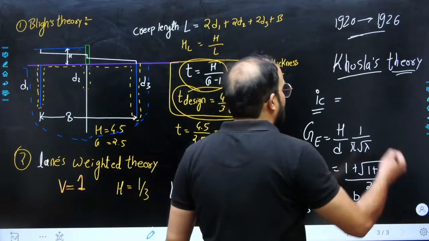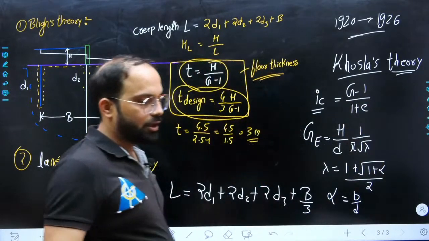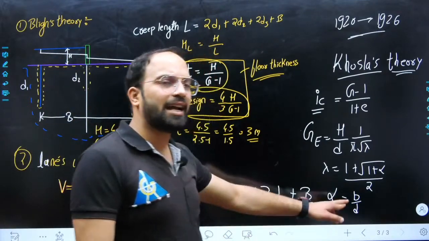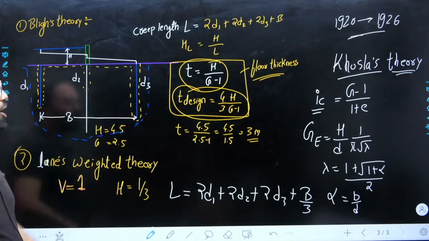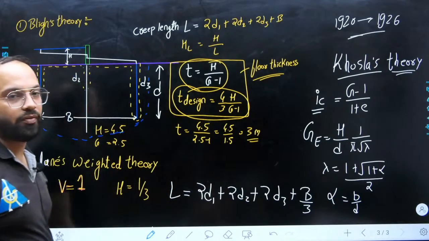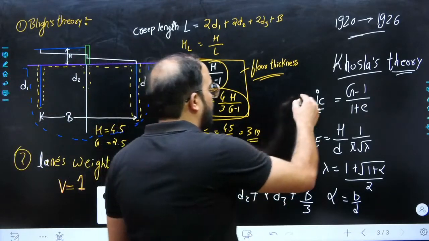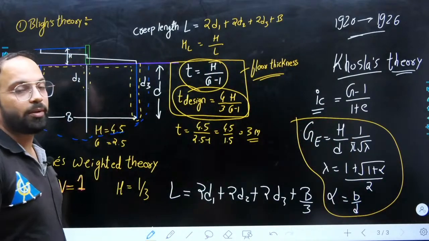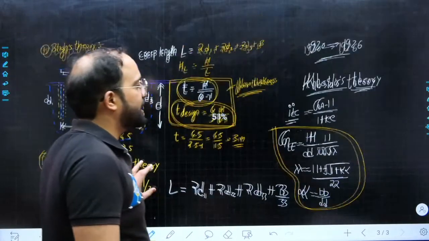Very good, Anil Kumar. The critical gradient formula is (G minus 1) upon (1 plus e). Very good. B is the total width, and d is the depth of the downstream pile. Please write this down. This is the formula for exit gradient, and the exit gradient should not be more than the critical gradient.